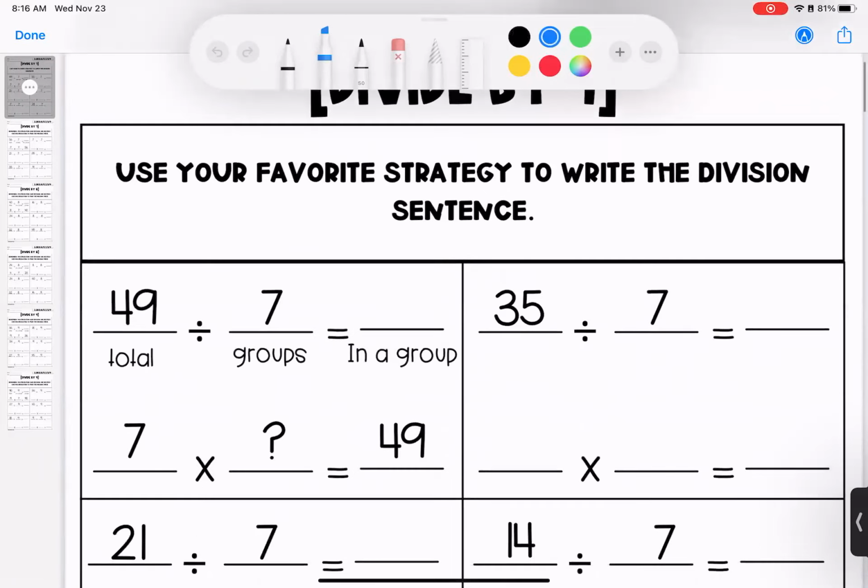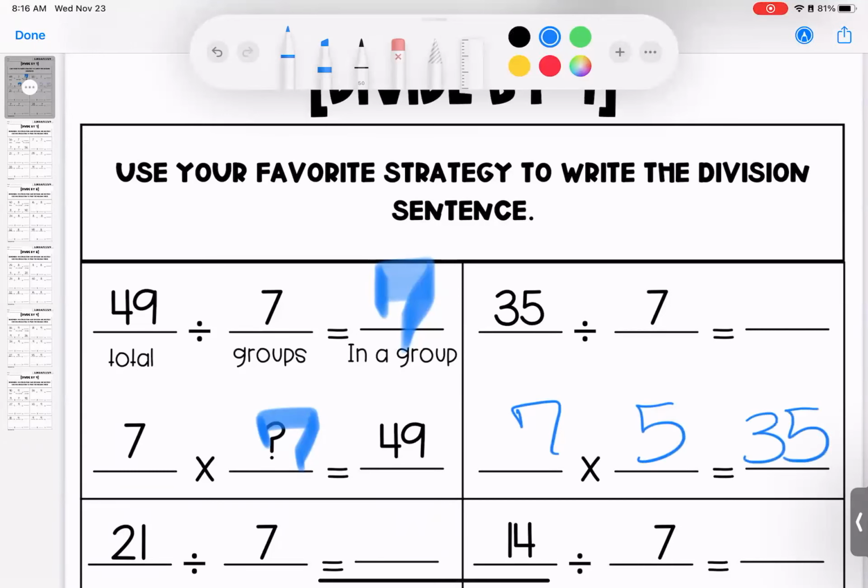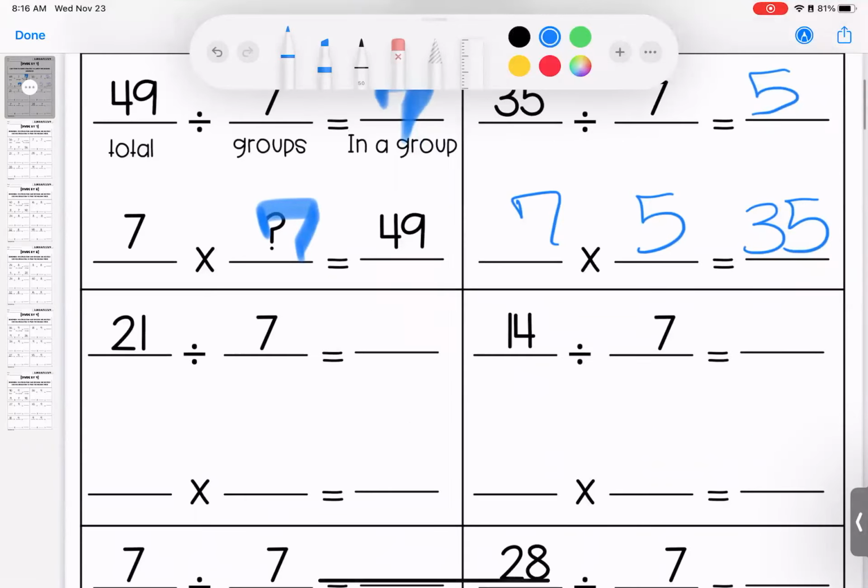Let's start off. 7 times 7 is 49. So 49 divided by 7 is 7. 7 times 5 is 35. So 35 divided by 7 is 5. 7 times 3 is 21. So 21 divided by 7 is 3.